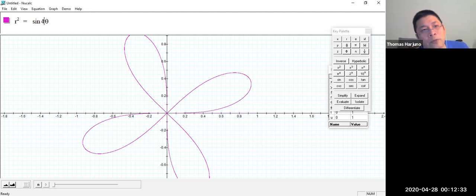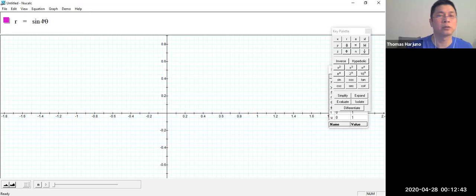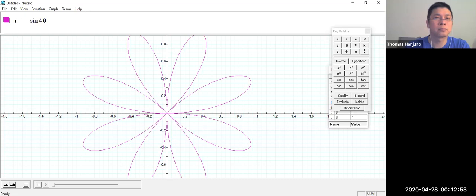Then it becomes 4 leaves. That's because of r squared, though, not because of r. If there's no square here, do you remember how many leaves we have? If there were no square here. Yeah, that's right, there will be 8 leaves. Okay, so that's for finding the area.